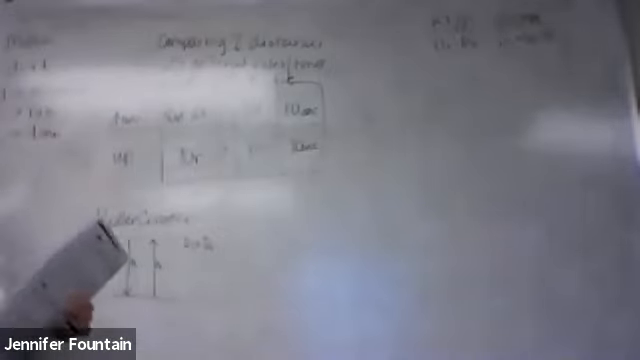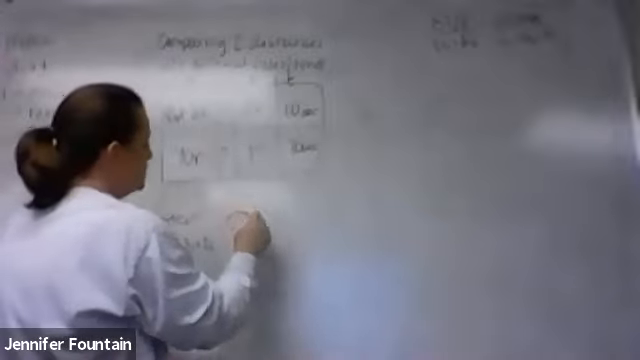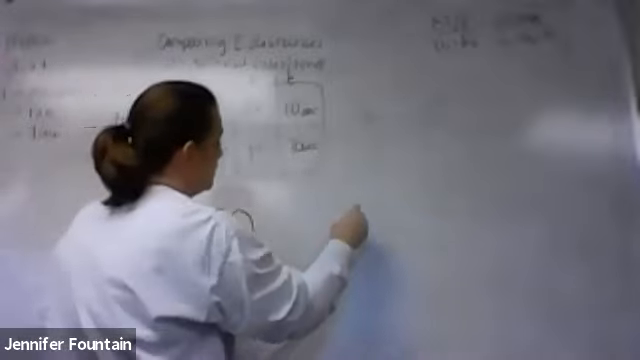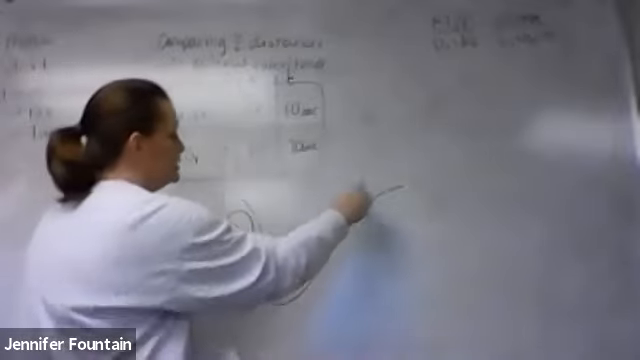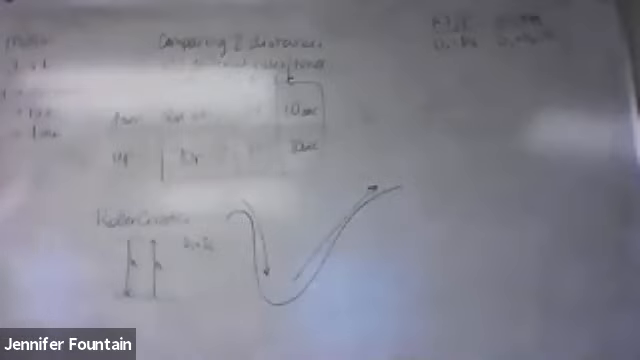Think about it: if I have a roller coaster and it goes down like this, it might go up like that. So it's a shorter distance down than it's going up.